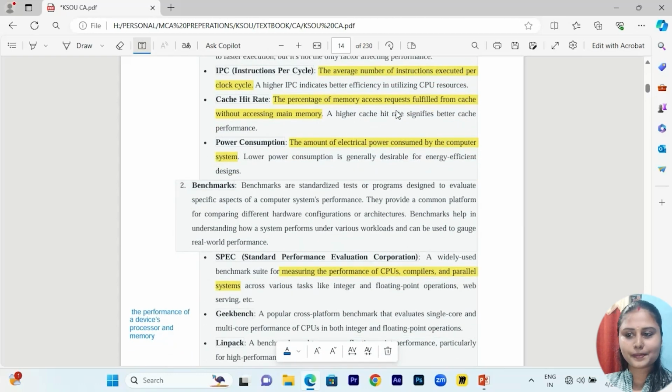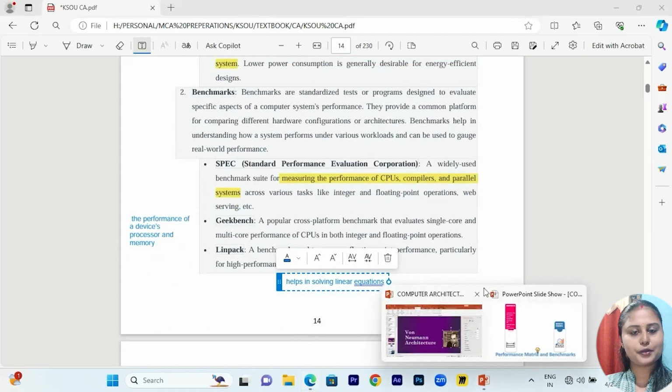The cache hit rate is the percentage of memory access requests fulfilled from the cache without accessing main memory. Without accessing main memory, it is how much percentage the cache memory helped in request processing. Power consumption is the amount of electrical power consumed by the computer system.